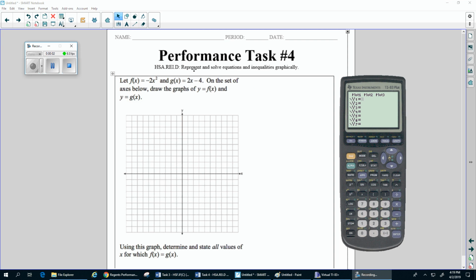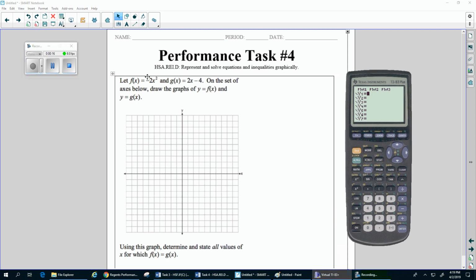Okay, performance test 4. Let f of x equal negative 2x squared and g of x equal 2x minus 4. On the set of axes below, draw the graphs y equals f of x and y equals g of x. So we're going to start with the first one, and again, anytime you want a graph, you want to create your table of values. So that's negative 2x squared.